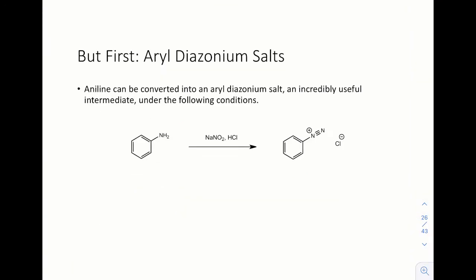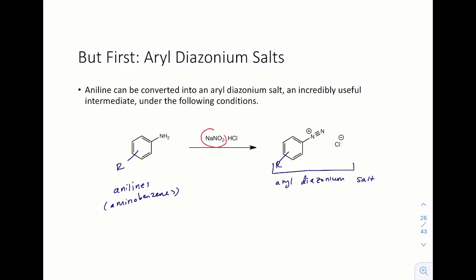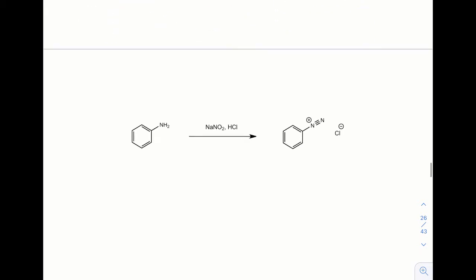Although this seems like an incredibly odd transformation, this aryl diazonium salt and derivatives of aryl diazonium salt, so if there's some R group on aniline, these just are incredibly useful synthetic intermediates. And they can be formed by treatment of anilines with sodium nitrite in the presence of HCl. Let's learn how this happens.